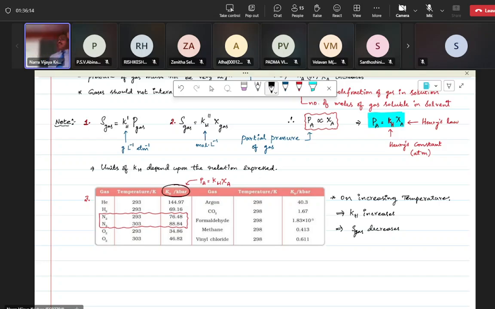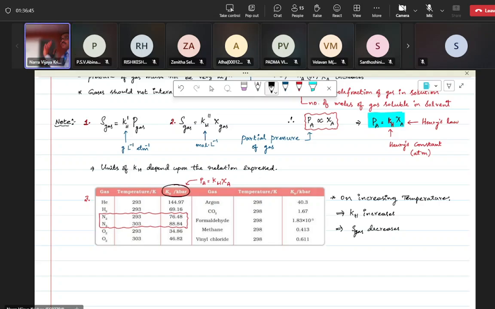So we are discussing something. On increasing temperature, KH increases, solubility decreases. We know these two. Now tell me what is the relation between solubility and KH? Inverse relation: if I increase solubility, Henry's constant will decrease. Means a gas with low KH will have high solubility. Any questions, sir?